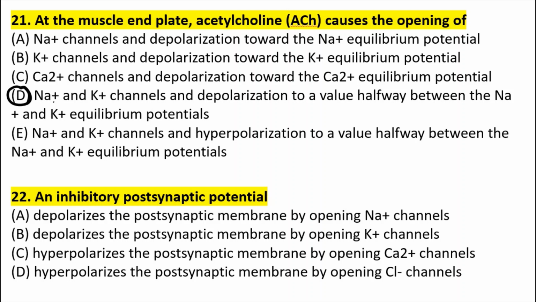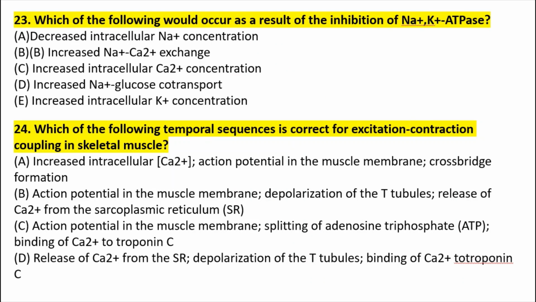22. An inhibitory postsynaptic potential depolarizes the postsynaptic membrane by opening sodium channels. No. Depolarizes the postsynaptic membrane by opening potassium channels. No. Hyperpolarizes the postsynaptic membrane by opening the calcium channels. No. Hyperpolarizes the postsynaptic membrane by opening the chloride channels. So the answer here is D.